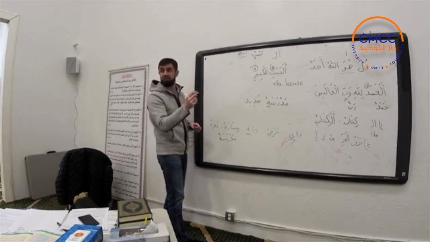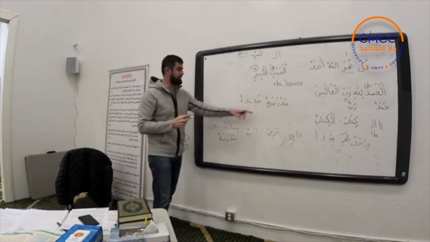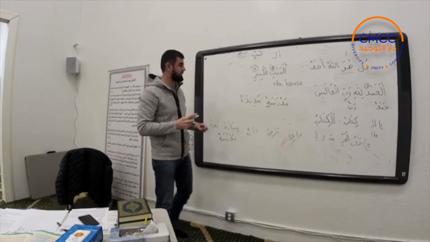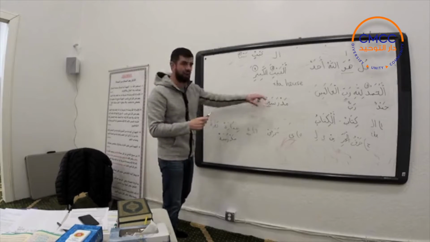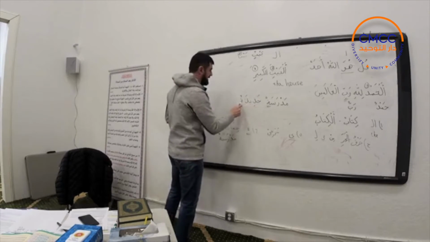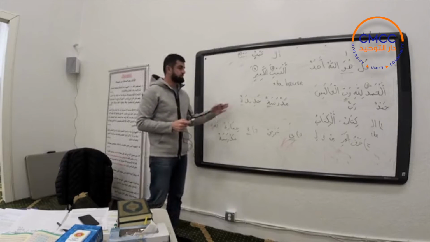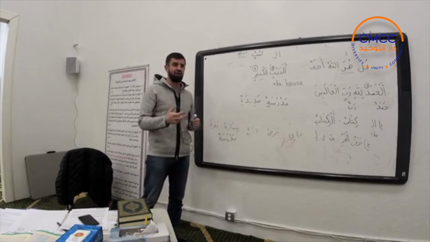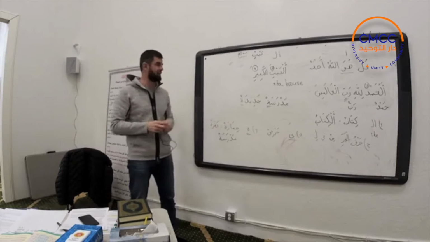jadidatun. So we have to put tamarbuta here as well, because it complies to it. We can say it obeys it. The adjective will obey the noun. So if we have tamarbuta here, we should have it here too. So it's just a new school, right? It's indefinite. We're talking about any new school.